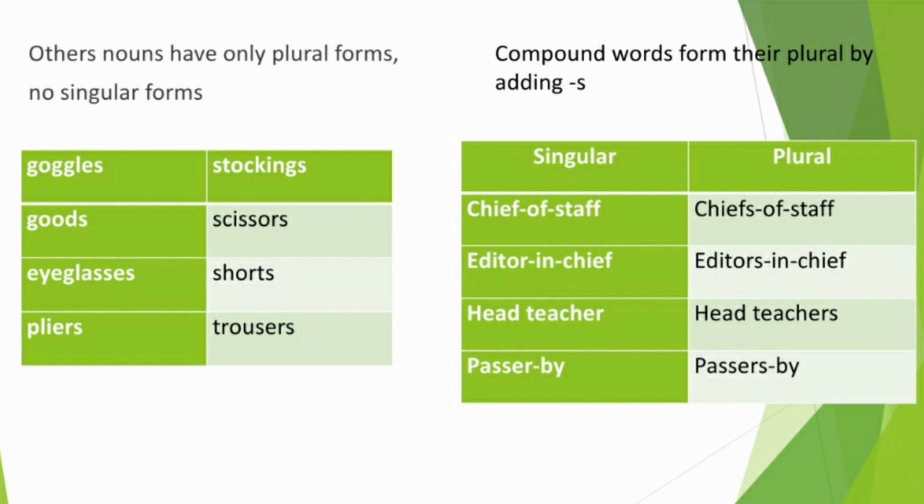We also have other nouns that have only plural forms, no singular forms. Examples: goggles, goods, eyeglasses, pliers, stockings, scissors, shorts, and trousers.